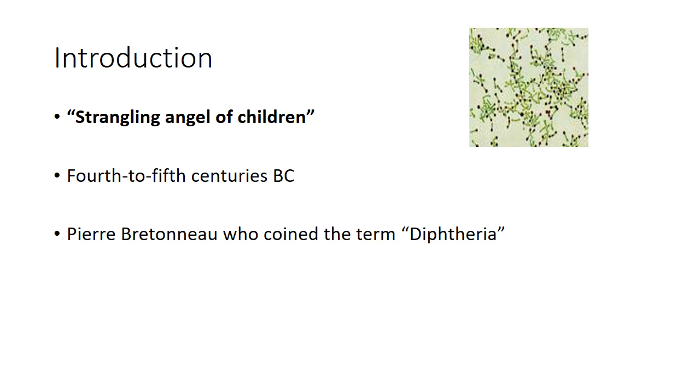Diphtheria. Diphtheria is also known as the strangling angel of children. It was an epidemic wave till the 1890s, and diphtheria was a pandemic in World War II. There was a gradual decline in deaths due to diphtheria by the early 20th century, which was associated with the improving of living standards.